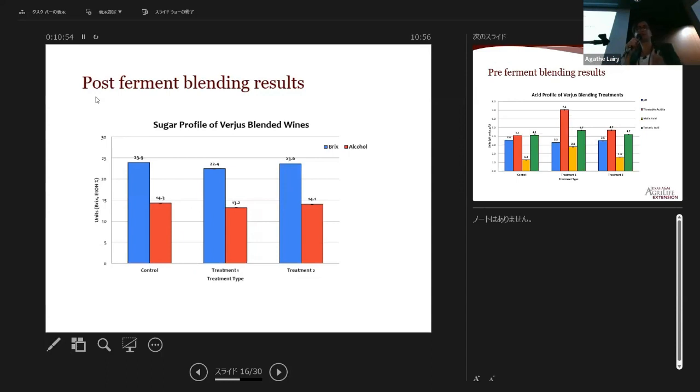And then post-fermentation, we did the same measurements after we fermented the wines. And the control, that was the original control. And then the actual alcohol was 14.3, 13.2, and 14.1.